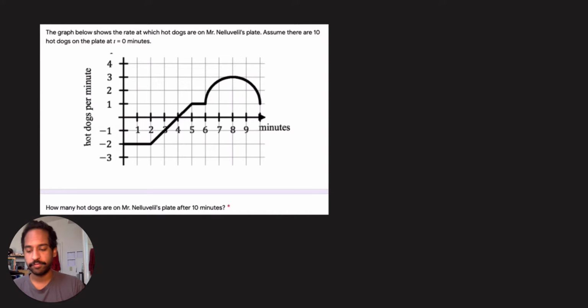So we're given this graph, and the graph shows us hot dogs per minute by minutes. So we know that we can use this to accumulate how many hot dogs are eaten over this time. The way we do that is by finding the area under the curve. I'm going to write that up here. Area under the curve.